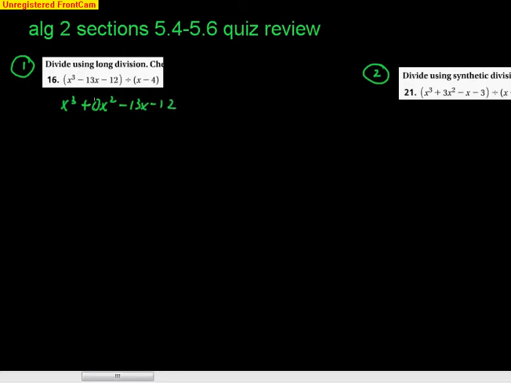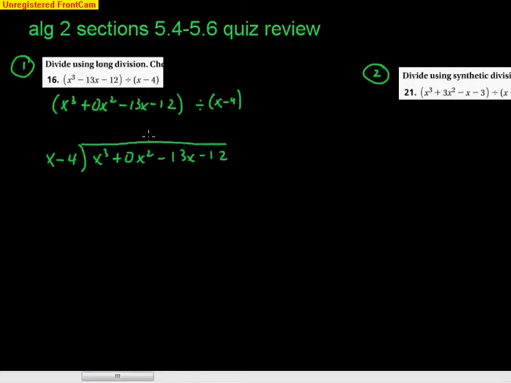So be careful of that on this quiz. And that's going to be divided by x minus 4. So now when I create this long division, x minus 4 goes on the outside. Inside goes the x cubed plus 0x squared minus 13x minus 12. Okay? And notice I left the space because the quotient is going to go on top here, and that is what I'm looking for. So I'll do each step in a different color.